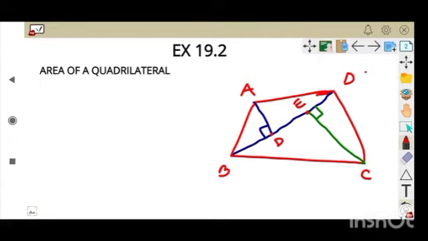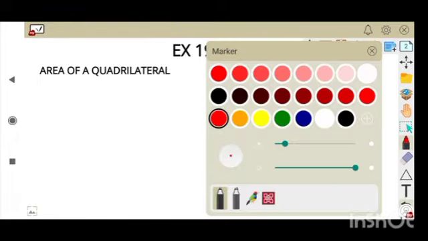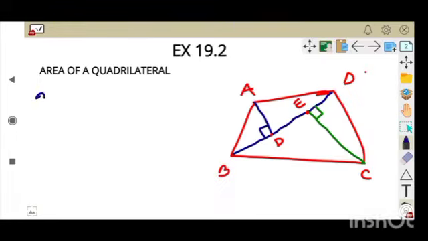First, let us find the area of triangle ABD. Sorry, as I have already used D here, I'm not supposed to give D again, so let me call this point F. The area of triangle ABD is given by, we know, half into base into height. So 1/2 into, what is the base? BD. What is the height? AF.